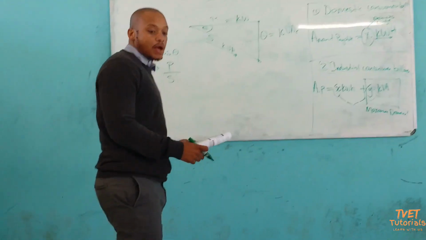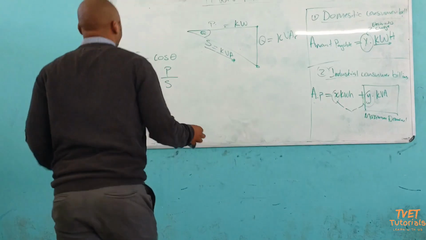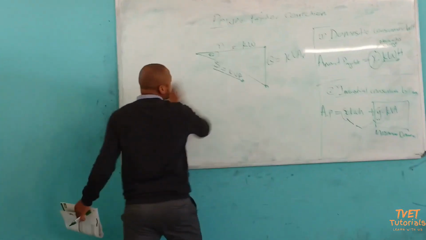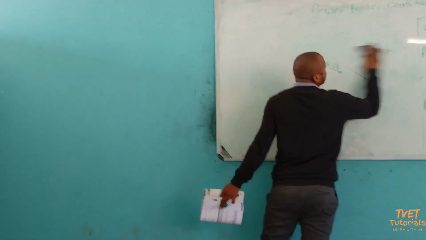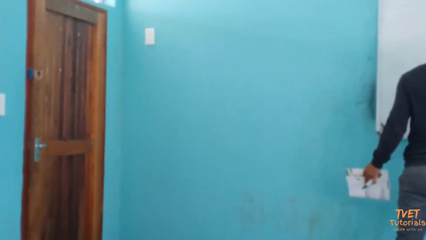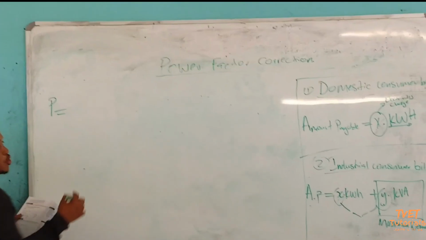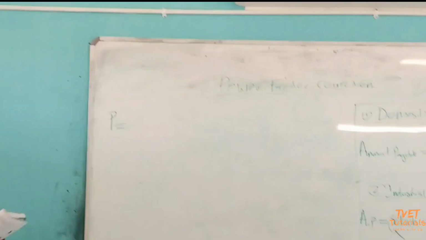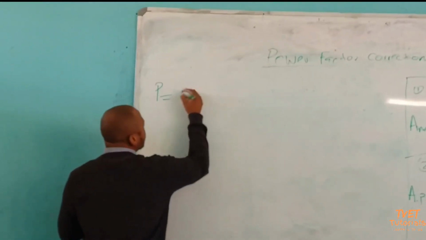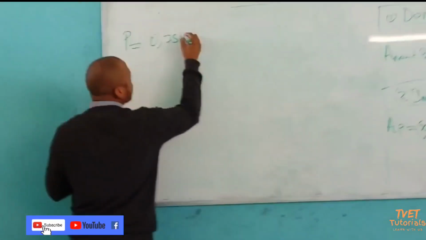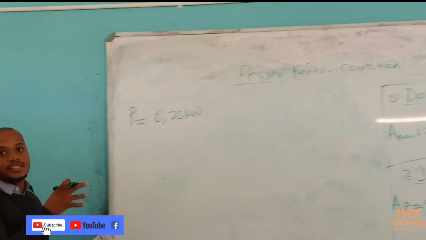We need to first collect our data. So let us see the given data, and we can then do the calculation. Right? We'll take the exercises also. So they gave us that the total power that is drawn by the pump is equal to 0.75 kilowatts. That's the rating of the pump.